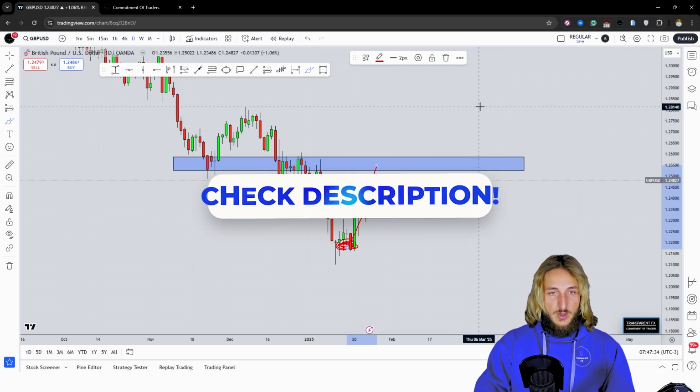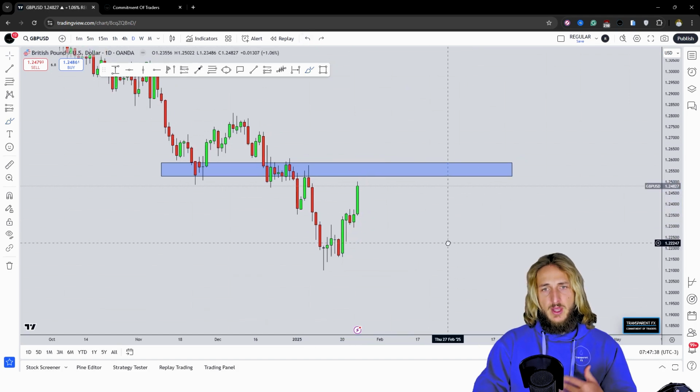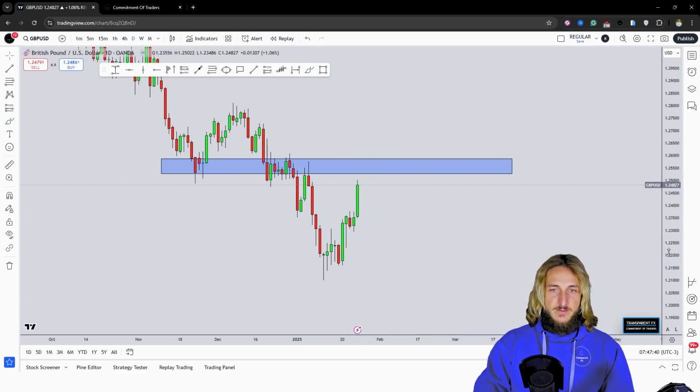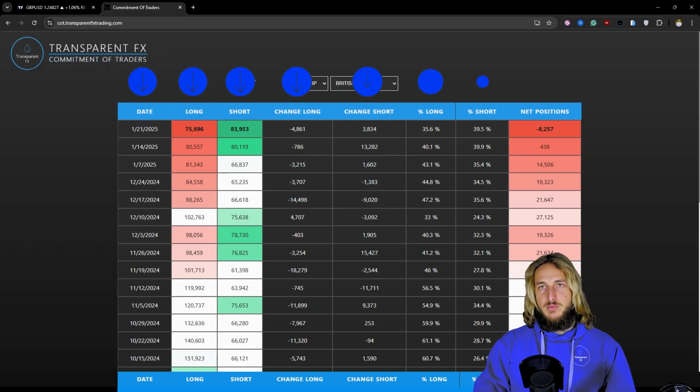But at the moment, what do we have here from a daily standpoint? Well, before we dig into more details, first, let's go and see what we have when it comes to the commitment of traders. So what the big players in the market are doing precisely for the GBP.